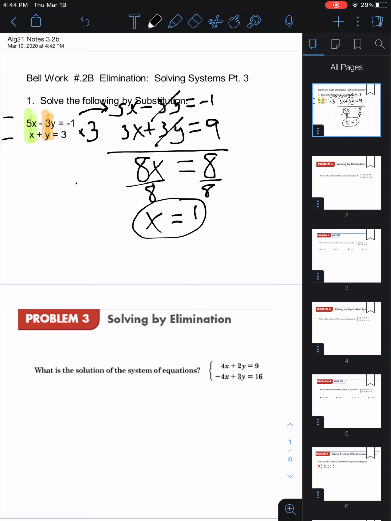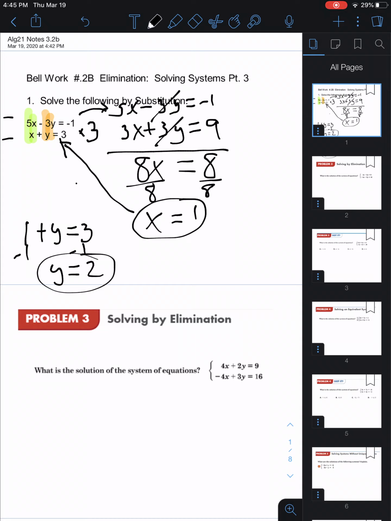Then if I take that x equals 1 and slide it back up into one of the equations, well, let's go back to that second equation. If I put 1 in for x, that's going to give me 1 plus y equals 3. Subtract the 1, and you're going to get y is 2. Leaving me with an x of 1 and a y of 2. My ordered pair then would look like 1, 2.